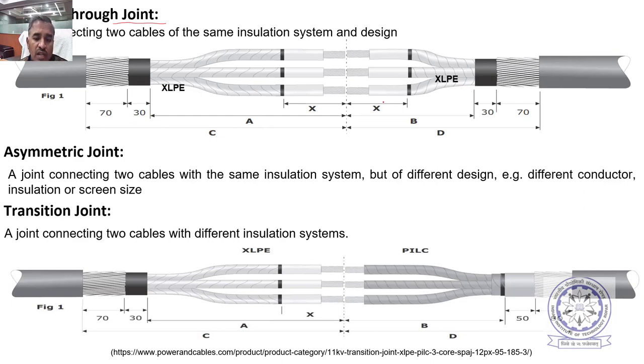Both are XLP and both are the same in design, same dimensions, everything the same. So such joints are known as straight through joints. And then the next one is the asymmetric joint.